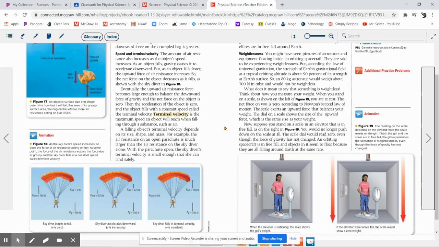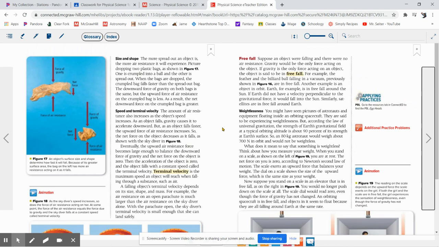Terminal velocity is the maximum speed an object will reach when falling through a substance such as air. In this case, when you set a cup on a table, gravity pulls it down. The table pushes it up. It's not moving. The forces are balanced. Terminal velocity is the fastest an object goes. Once this parachute down here is open, it will only accelerate so fast because of the air resistance. That is the terminal velocity, when it's falling as fast as it possibly can.